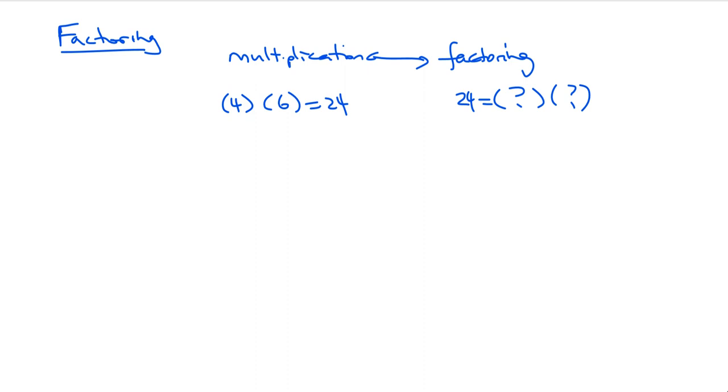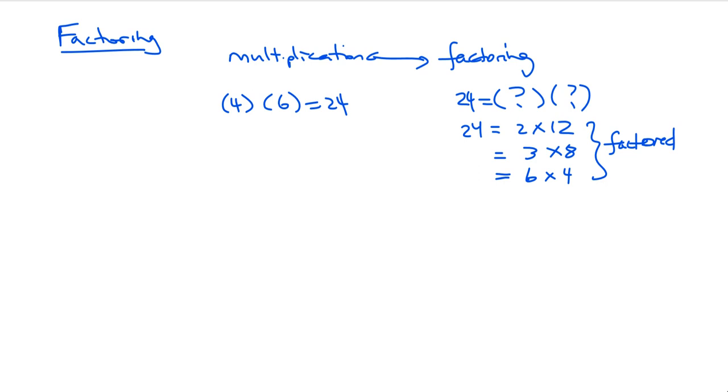There are different ways to factor 24. You could say 24 is equal to 2 times 12, or 24 is equal to 3 times 8, or 6 times 4. There are lots of different ways you can say it, and all of these would be a factored way of writing 24. It's written as a multiplication statement.